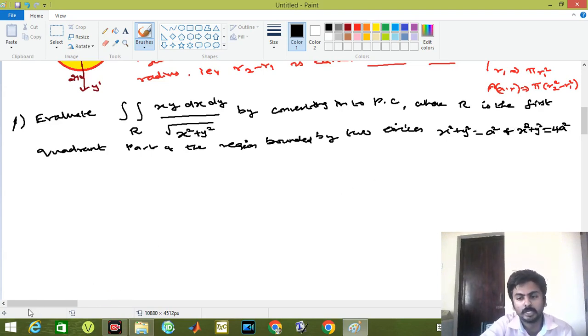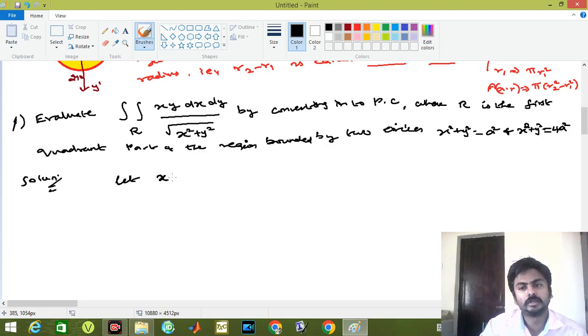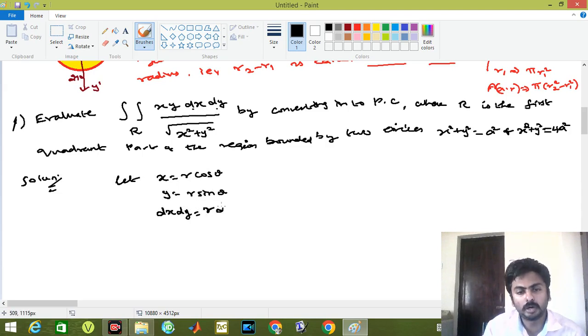Okay. Now we shall move on to the solution. So dear students, you can take down the solution part. Let x equal r cos theta, y equal r sin theta. You are having dx and dy, so you will get dx dy equal to r dr d theta.